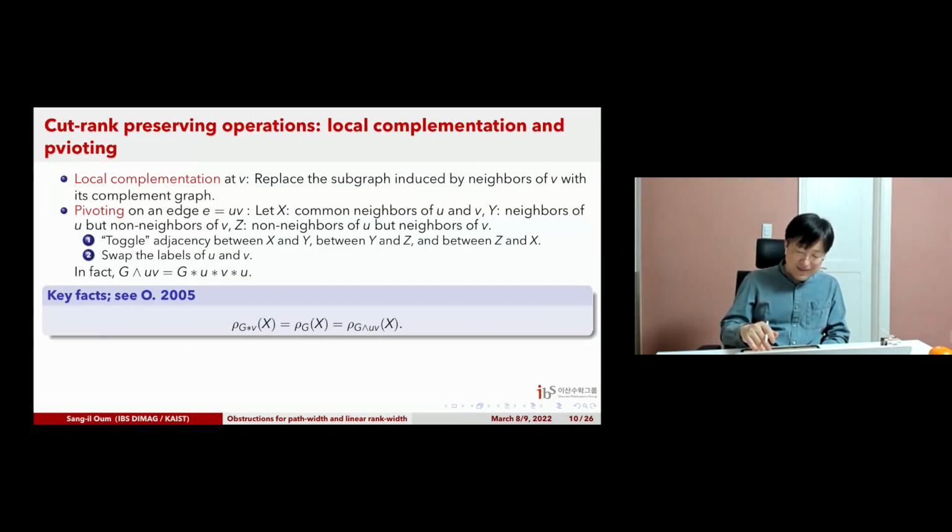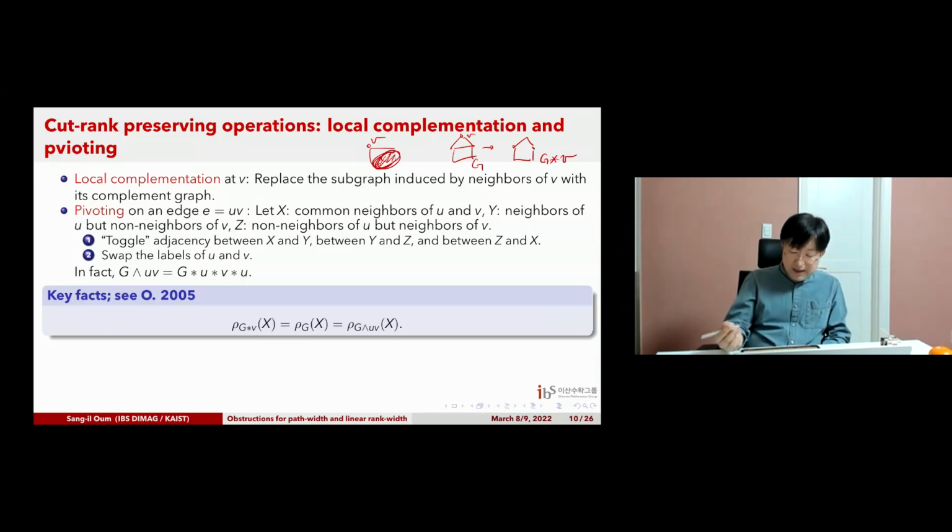And then I should say what pivot minor is. So there are operations that preserve the cut rank function. One of the operations is called the local complementation, and the other is called the pivoting. Anyway, so local complementation is to replace a subgraph induced by the neighborhood of vertex V by its complement. And so if you have a graph like this, then this becomes local complementation. We usually denote it G star V.